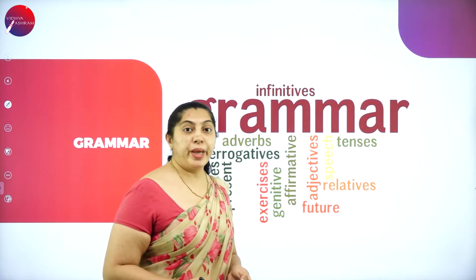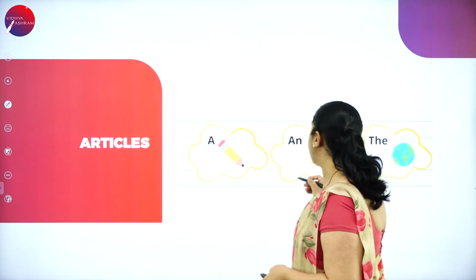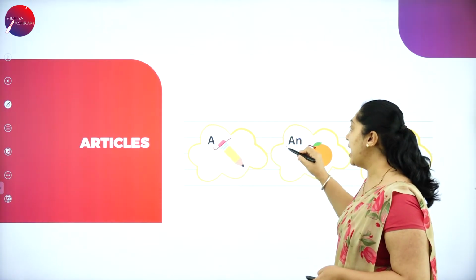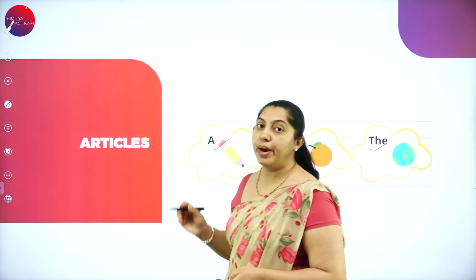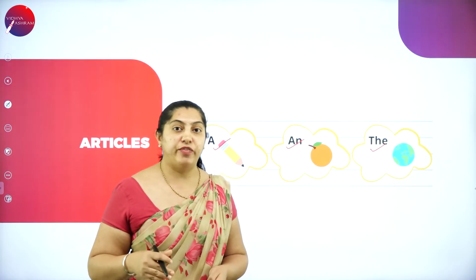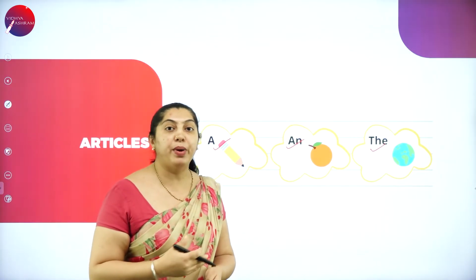Moving to the next topic, that is articles. How many types of articles are there? There are two types of articles, that is definite article and indefinite article. What is the definite article here? The definite article is 'the'. 'The' is the definite article and the indefinite articles are 'a' and 'an'. You might be wondering why ma'am has chosen this topic. Because articles, verbs and tenses, these three grammar parts play an important role in your English language. So you should be very thorough and perfect with these three grammar parts.